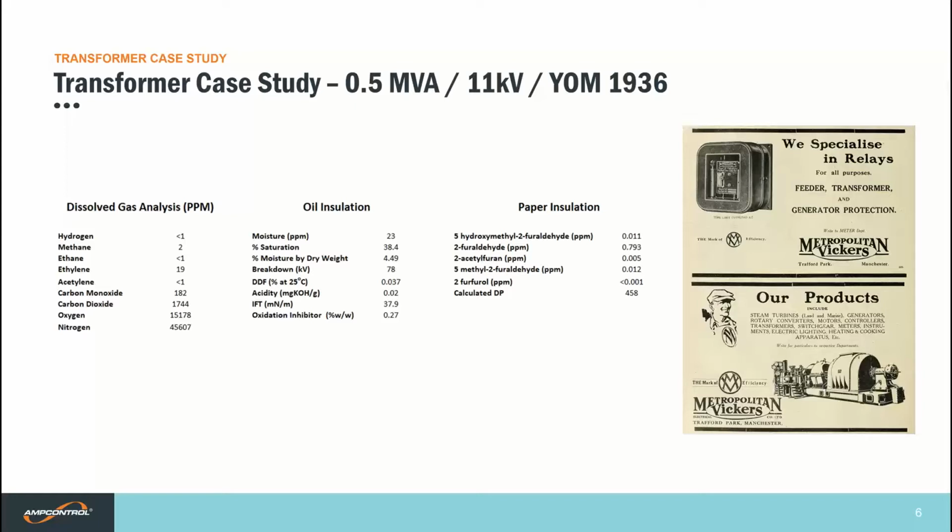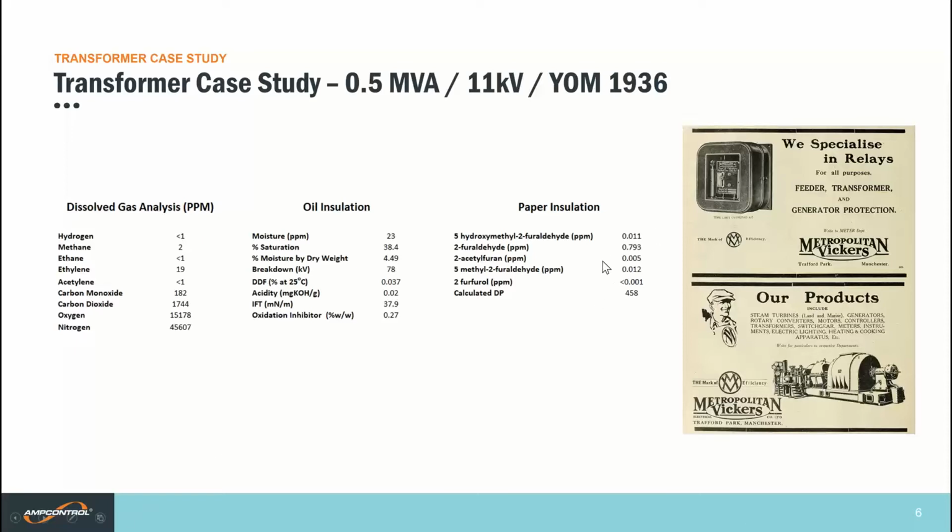And with this particular transformer, the DP is less than 650. This indicates some paper insulation degradation has occurred. It's also higher than the DP of 200, which we consider to be approaching end of life for the paper insulation. What's also noticeable is the trace amounts of the other furans.